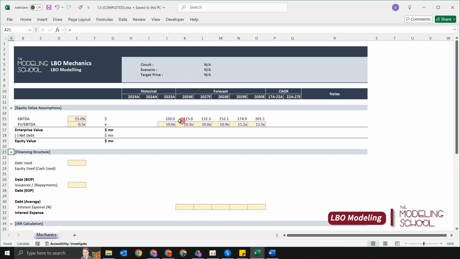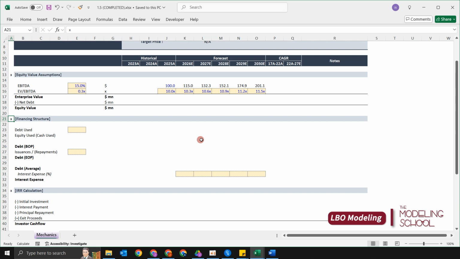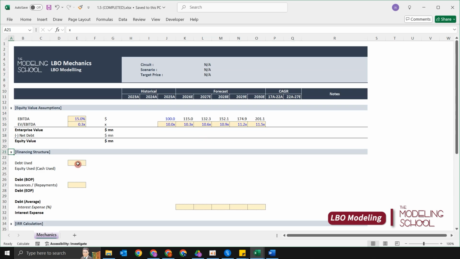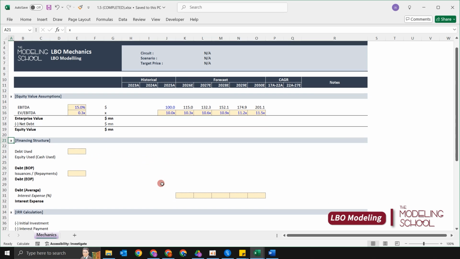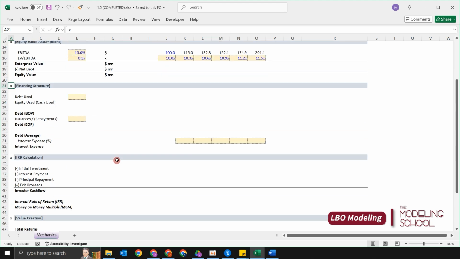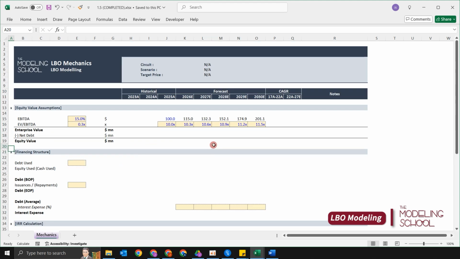So this is a mini LBO exercise, just to give you a slight taste of what leverage buyout models look like and how the financing structure, debt in specific, affects an investor's IRR from the private equity's point of view.